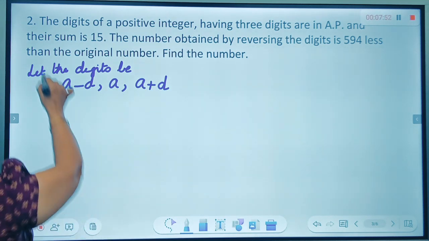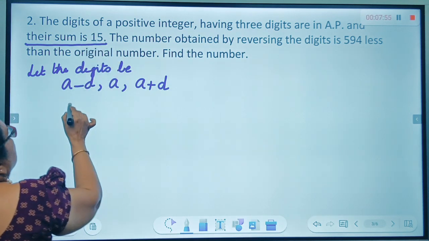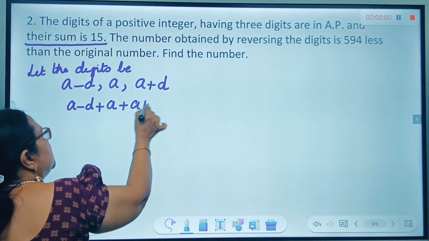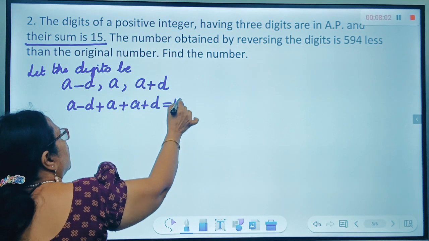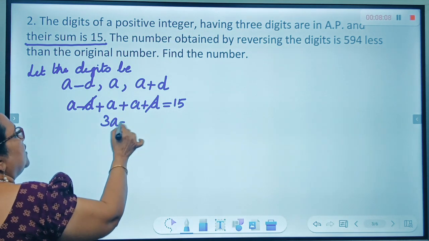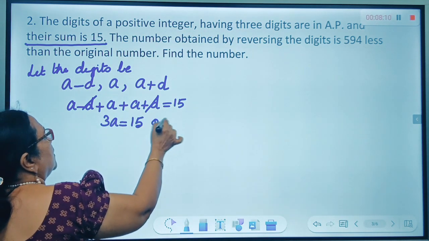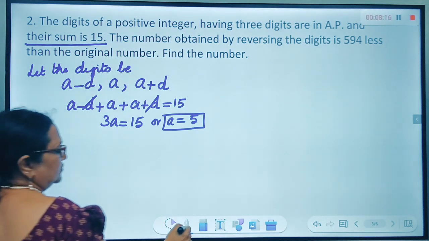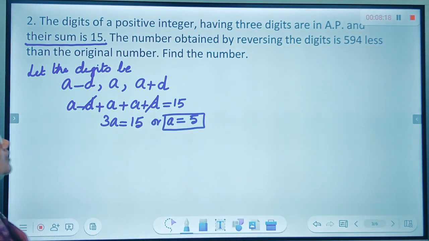Now what is given? The sum is 15. So a minus d plus a plus d equal to 15. Your minus d and plus d get cancelled. 3a equal to 15, or a equal to 15 by 3, which is 5. So we have already found the value of a. Now what else is the information that is given? The number obtained by reversing the digits is 594 less than the original number.